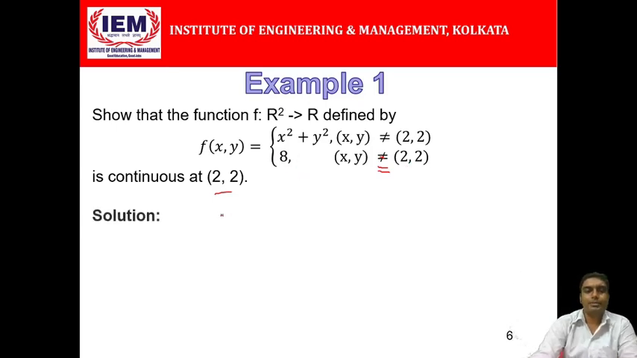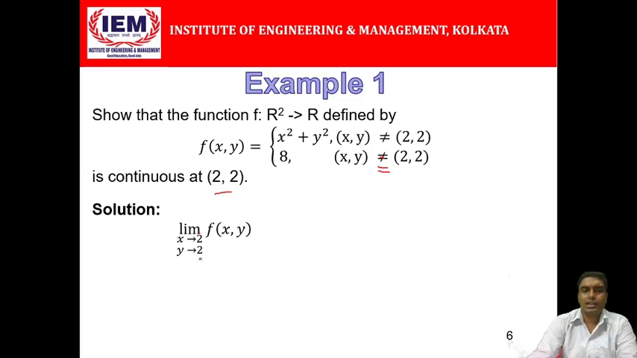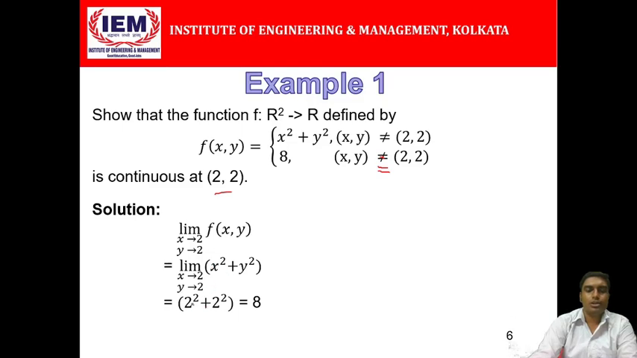So if I take the limit of this function as x tends to 2, y tends to 2, then our function value should be x squared plus y squared, because when it is not equal to (2, 2), the functional value is x squared plus y squared. Now it is a polynomial, so it is continuous, so I can put x equal to 2 and y equal to 2. So it is 4 plus 4, that is equal to 8, and that is exactly equal to the functional value of 8, right? So I can say this function f of x, y is continuous at the point 2, 2.